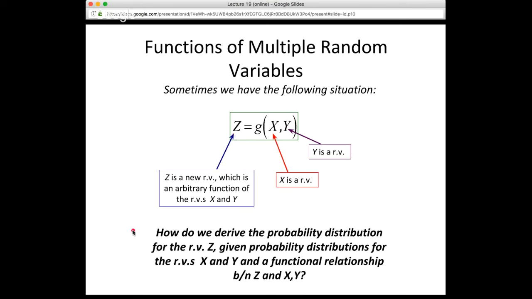Another way to say it, or the big challenge here, is: how do we derive the probability distribution for the random variable z, given probability distributions for the random variables x and y, and the functional relationship between them?